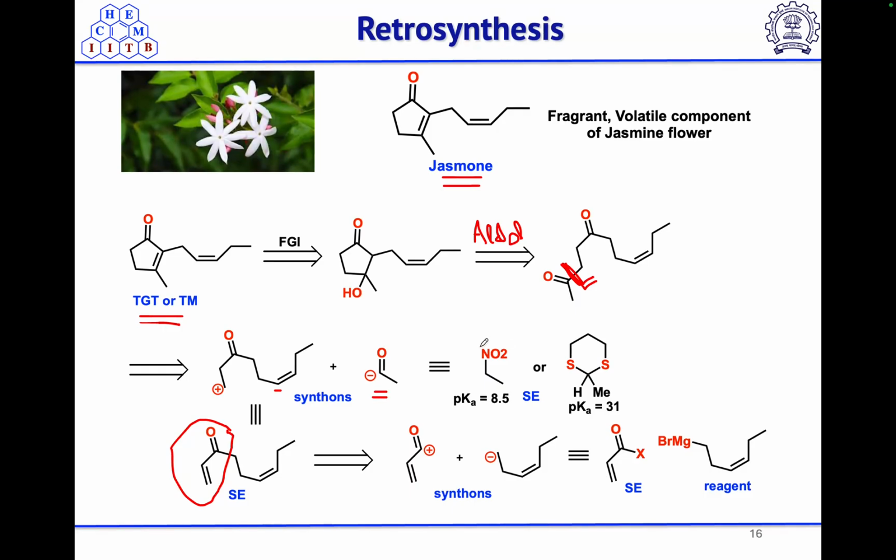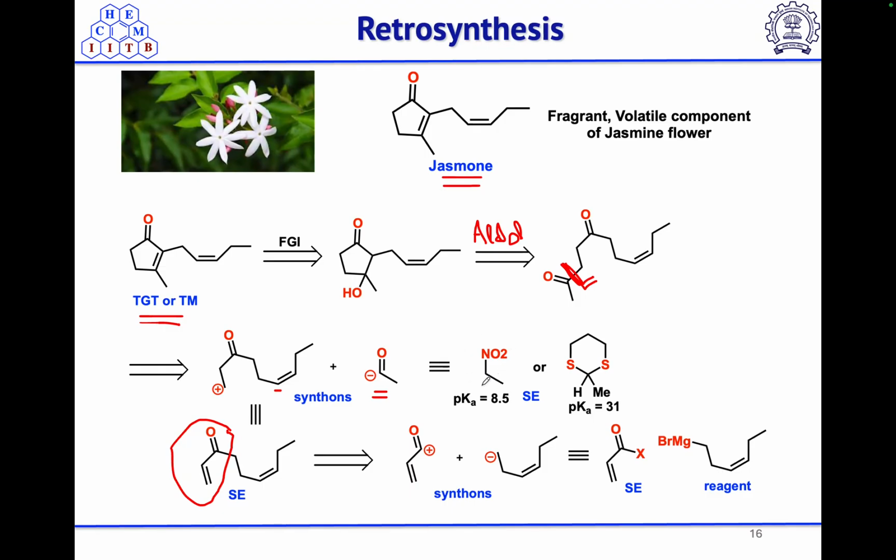We can get it from two pieces: nitroethane, or 1,3-dithiane. I guess all of you know that if we treat this 1,3-dithiane with n-butyllithium, we can easily abstract the proton and generate the anion at this carbon center. And that can act as a nucleophile. So this is one of the synthetic equivalents of this acylium anion.